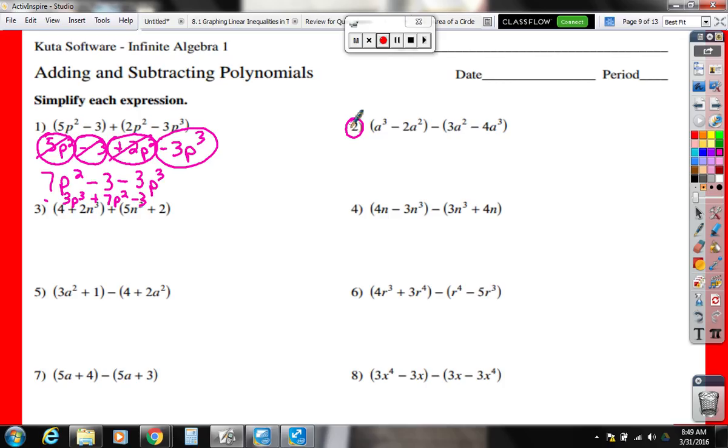Well, what's the first thing that I do? Get rid of the parentheses. And what do I have to do to that negative sign? Distribute. Good. So we have a to the third minus 2a squared. Now what? Minus 3a. It's not just 3a. 3a squared. Plus 4. Good. Austin, what do we do next?